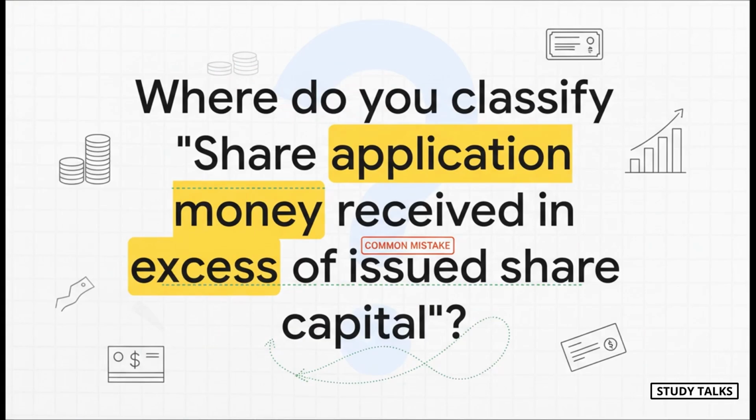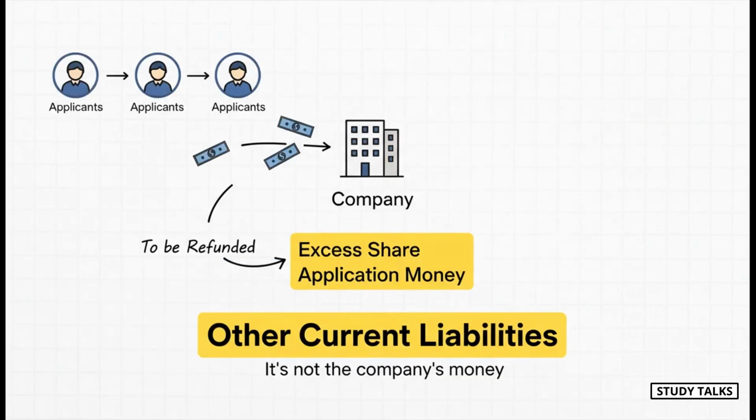Okay, next question. A company's IPO is oversubscribed. They've got a pile of cash from share applications that's more than the shares they actually issued. Where does that extra cash go on the balance sheet? Simple. It goes under other current liabilities. And the logic is solid. It's not the company's money to keep. They have a legal obligation to refund that excess money, and they have to do it soon, which makes it a current liability.